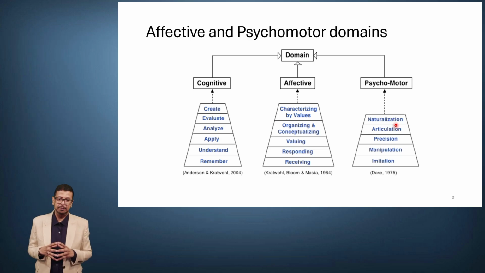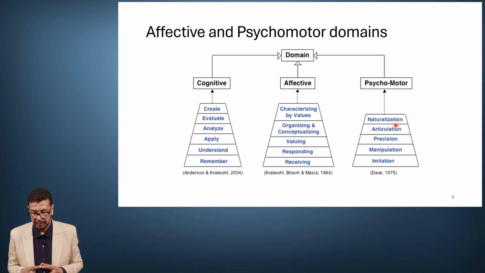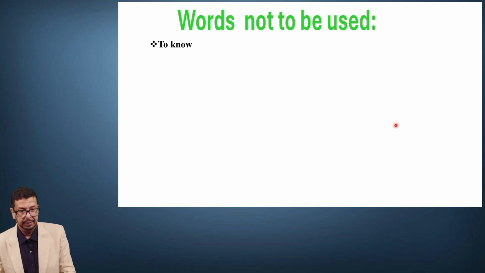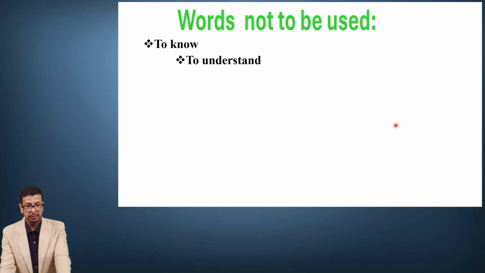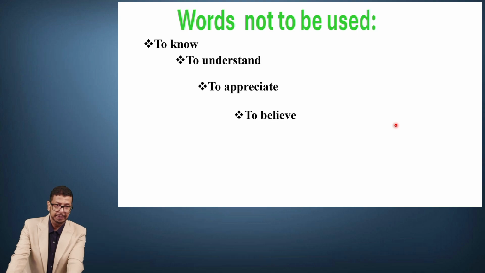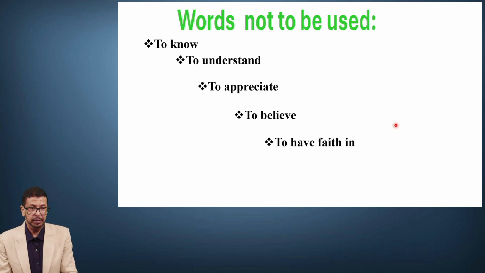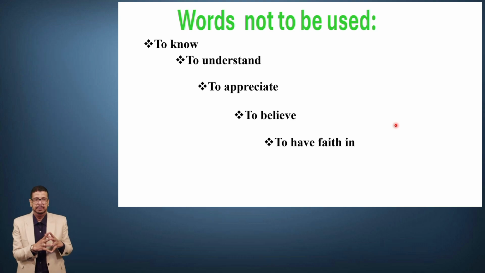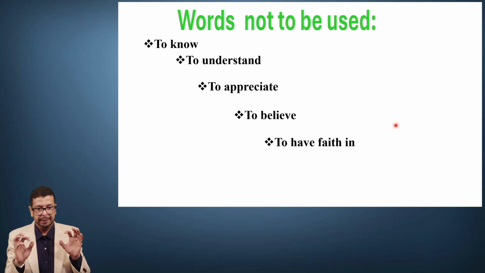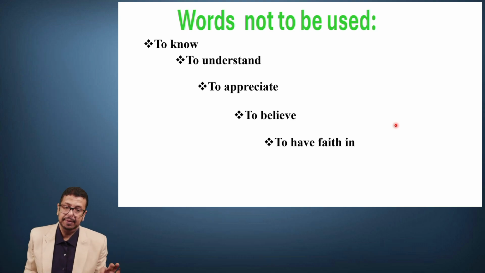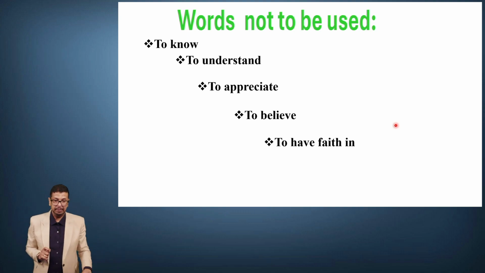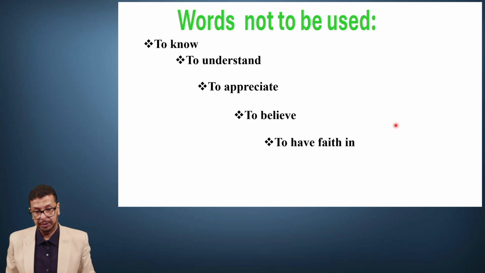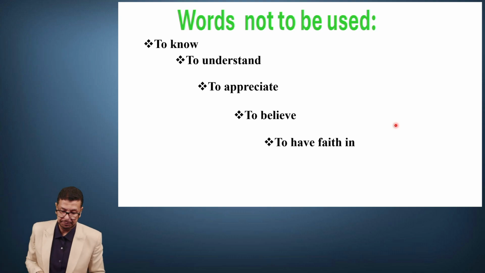Most importantly, for writing learning outcomes, we should use very specific words and avoid certain words, such as to know, to remember, to understand, to appreciate, to believe, and to have faith in. Why should we avoid such kinds of action verbs? Because they are not specific. Again, the learning outcome must be SMART. S for specific, M for measurable, A for achievable or attainable, R for realistic, and T for time-bounded.